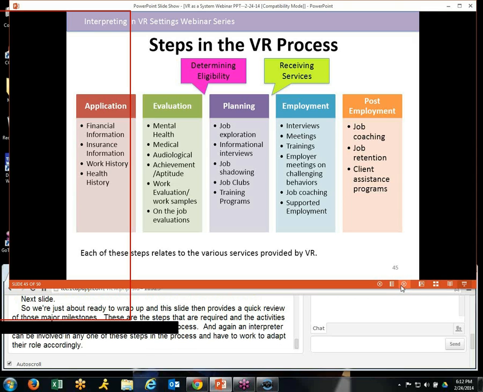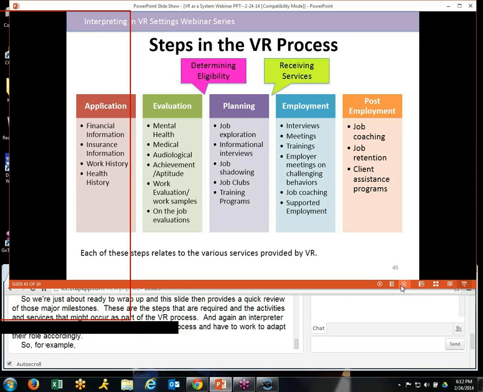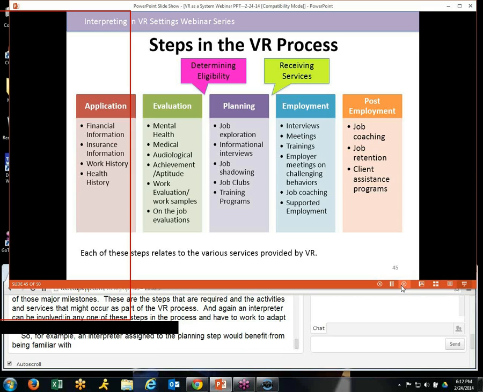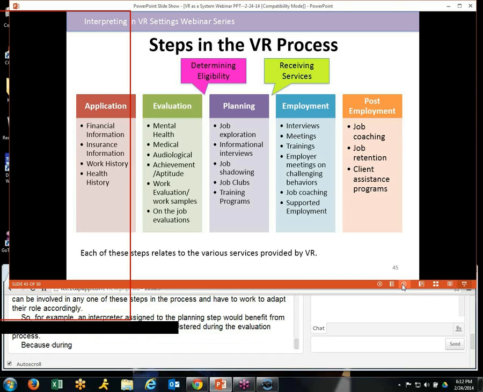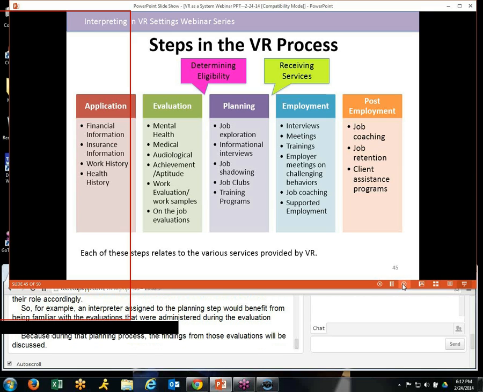So for example, an interpreter assigned to the planning step would benefit from being familiar with the evaluations that were administered during the evaluation process, because during that planning process, the findings from those evaluations will be discussed. So the interpreter may ask to read the evaluation reports as part of their preparation.